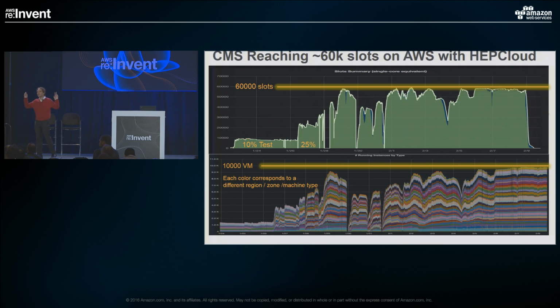And this is, if you want, the victory plot. It shows that after we started our initial phases of tests, we could ramp up to, in fact, about 58,000 slots. And on the bottom, you see that we instantiated 10,000 VMs. Now, all the colors are the different resource types that we have used in Amazon. And the fact that we were really bidding on all these different markets was the key for us to be able to achieve that scale. Without being able to bid on all of the markets, you wouldn't have been able to achieve 60,000 cores.